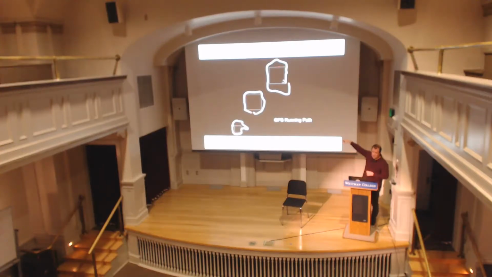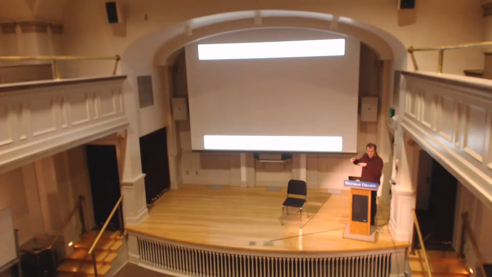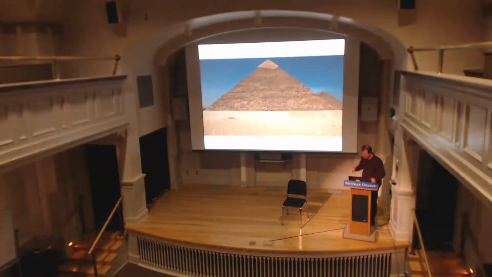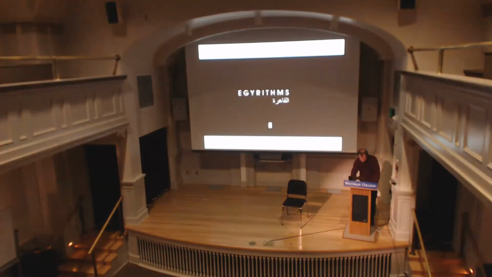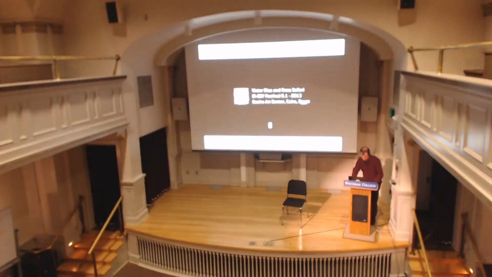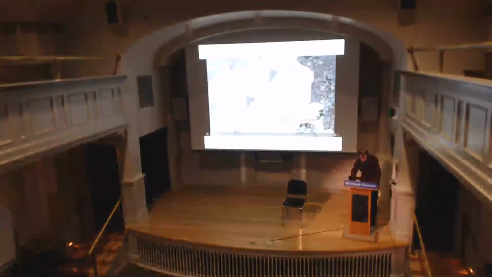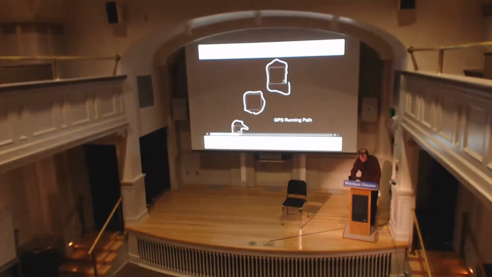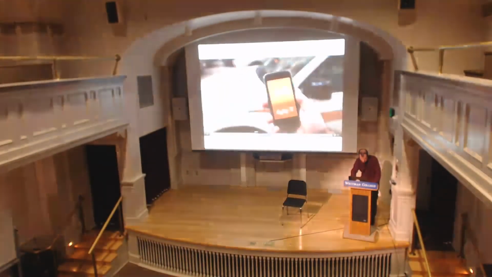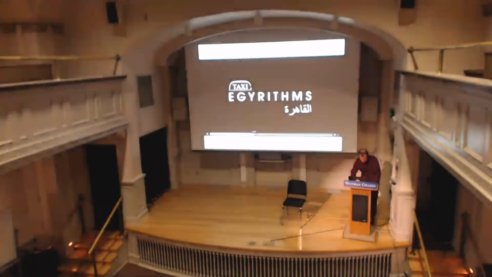So this is the GPS coordinates. We thought we could run around the pyramids in a square, but what ended up was this sort of shape, where there were barriers and all sorts of things happening. Anyway, just quickly, that was projected on the wall, and then this was our physical algorithm.